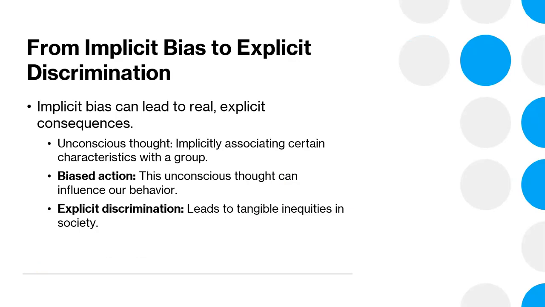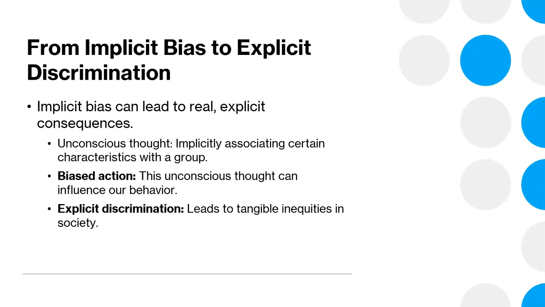So, since implicit biases are implicit, meaning they're unconscious, we don't mean to do them, and since they happen automatically, why is it important for us to recognize them? Well, it's crucial for us to understand how unconscious biases can lead to real, explicit consequences. Put another way, it's important for us to understand how unconscious biases can lead to actual conscious decisions. How unintentional bias can lead to intentional actions. It's a chain reaction.